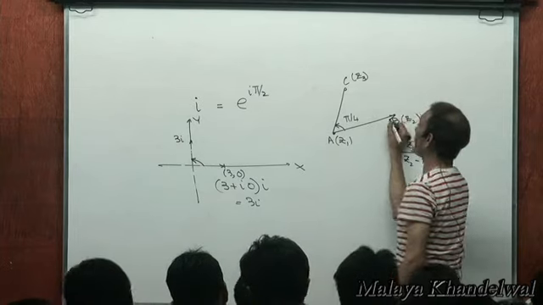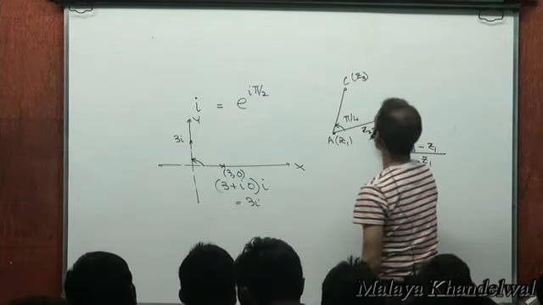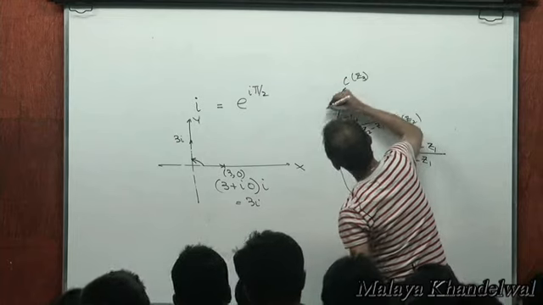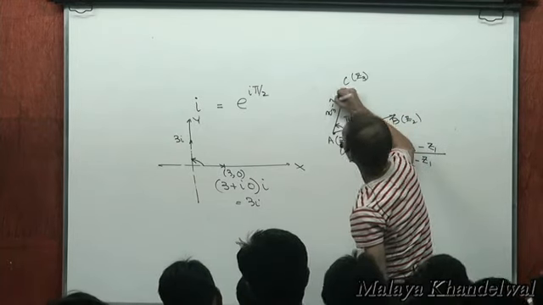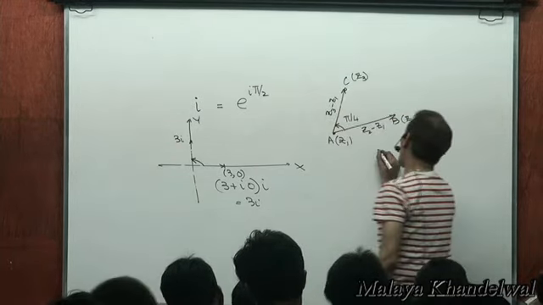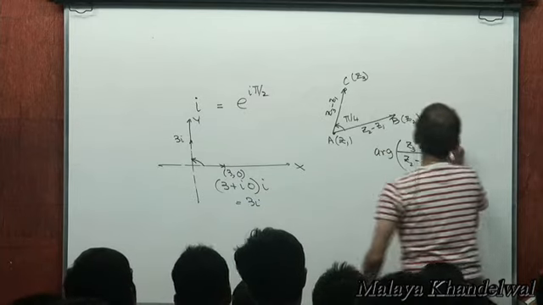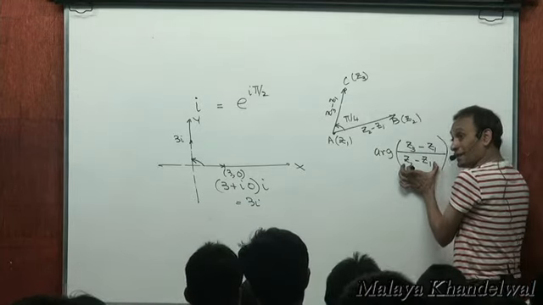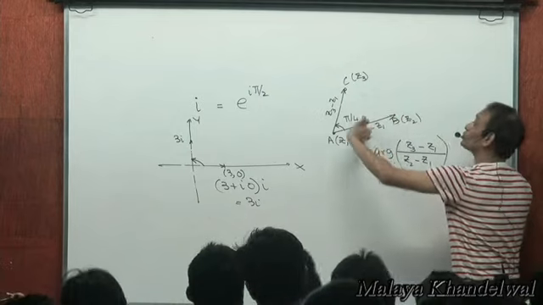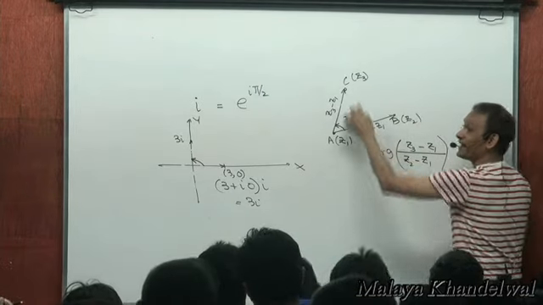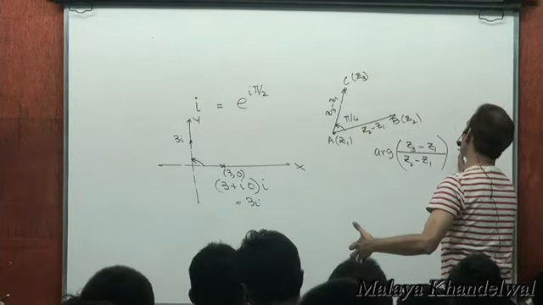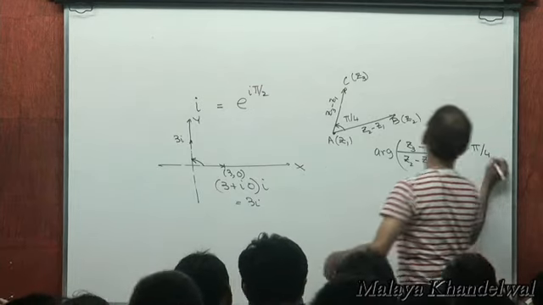This vector is z2 minus z1. This vector is z3 minus z1. Yes or no? And the argument of this means the amount by which the denominator vector be rotated so that it coincides with the numerator vector, that makes it pi by 4.